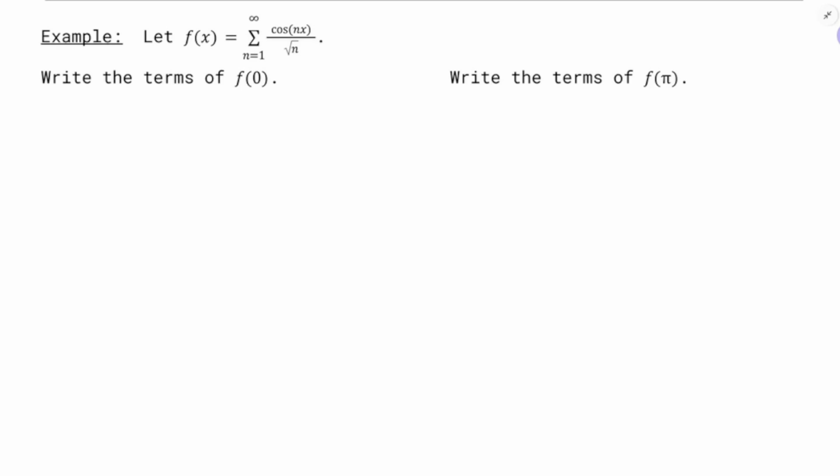All right, so for example, we've got this function f which is defined by a power series. It's the sum from 1 to infinity of cosine of nx divided by the square root of n. And it's going to ask us to write the terms of f of 0 and write the terms of f of pi. All right, so I'll start with f of 0.